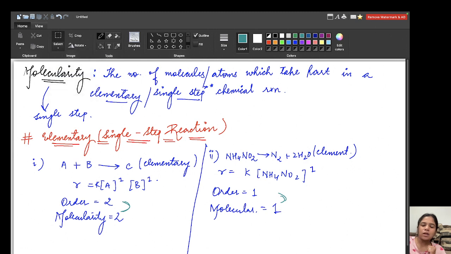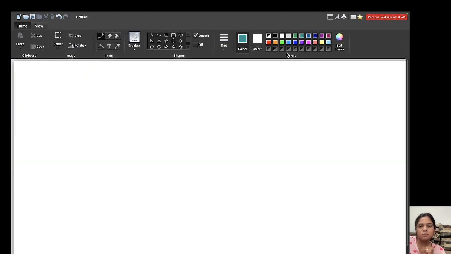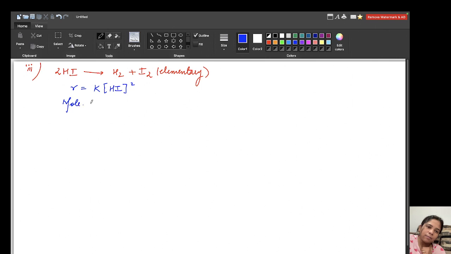Next example, let us see more examples of elementary reaction. The reaction is 2HI is giving me H2 plus I2, and they are mentioning to us that it is an elementary reaction. What does elementary mean? It happens in a single step. So rate equals K HI raised to the power 2. What will be the molecularity? Molecularity will be equal to 2, your order will be equal to 2.